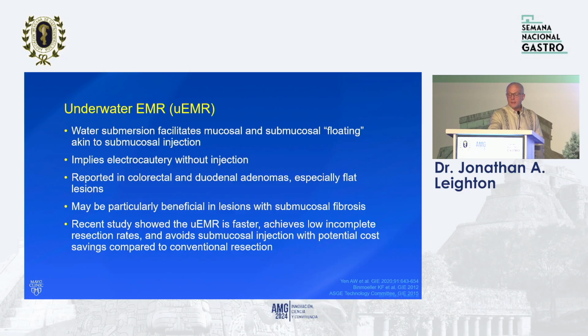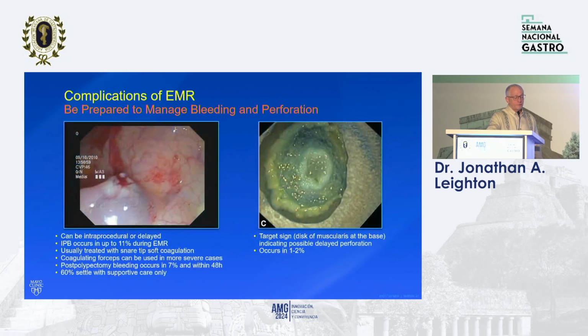There's also underwater EMR, which you saw previously, and it facilitates mucosal and submucosal floating, akin to submucosal injection. So it implies electrocautery without injection. You don't have to inject usually. And it may be particularly beneficial in patients with submucosal fibrosis. And a recent study showed that underwater EMR is faster, achieves low incomplete resection rates, and avoids submucosal injection with potential cost savings compared to conventional resection.